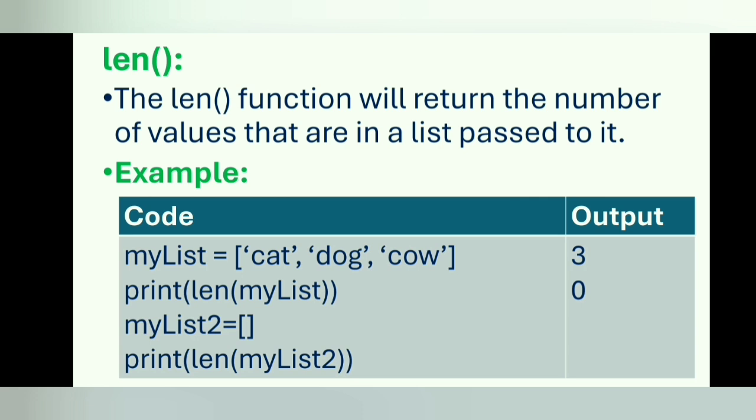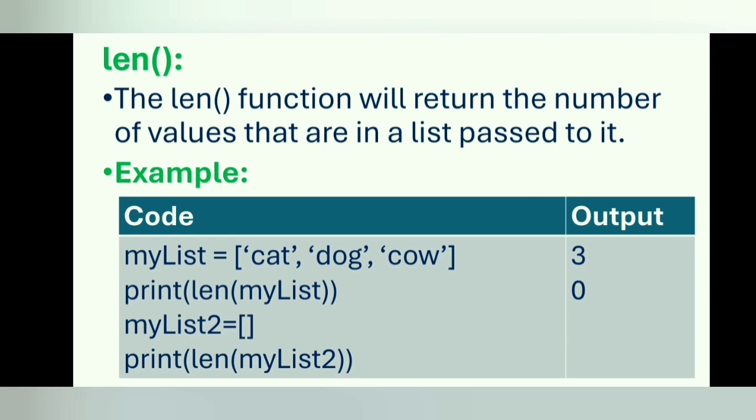The list mylist has three elements. The len function returns an integer value of 3. In the last statement, the argument passed to the len function, mylist2, is an empty list. So it will return an integer value of 0.